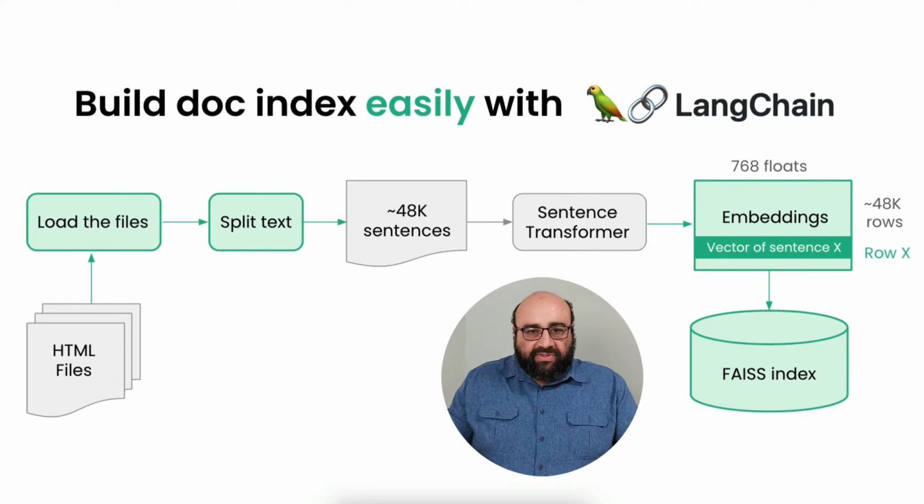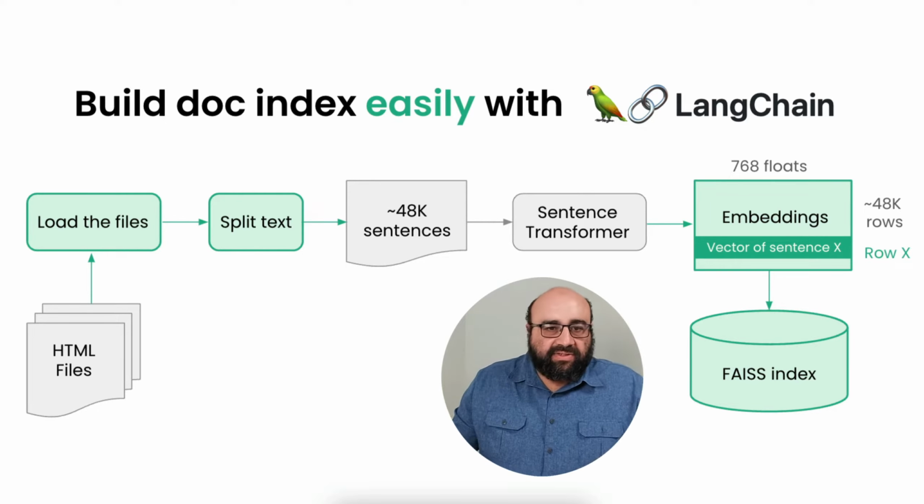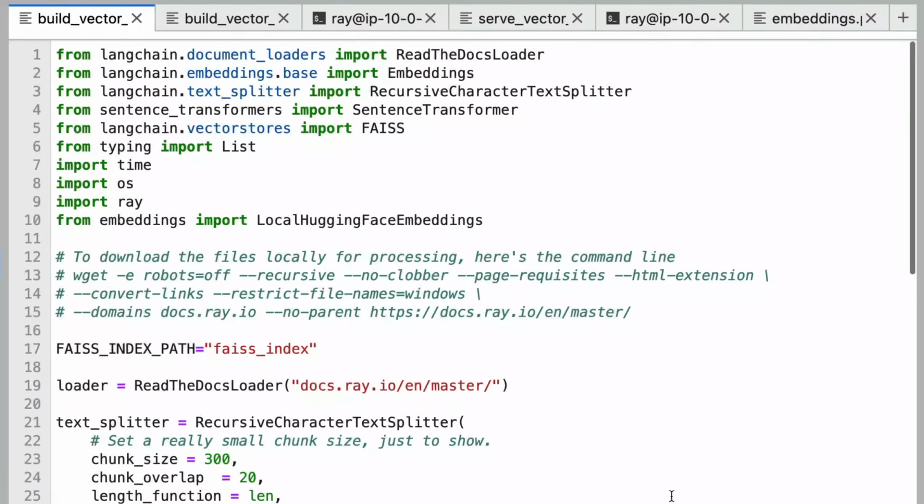So I'm now going to go to our code and walk you through it. It shouldn't take very long. The first thing we're going to do is just look at how easy LangChain makes this. So we're going to go here, and we're going to specify where the index is going to go. This is all that I need to specify with LangChain to pull all the docs into memory.